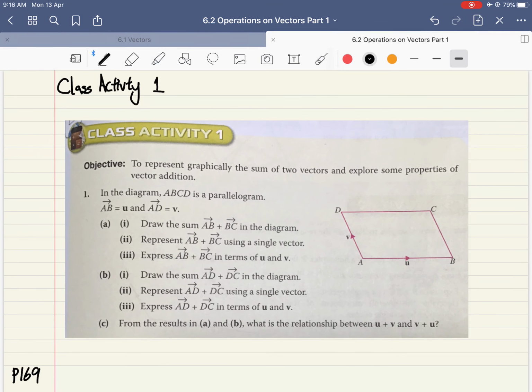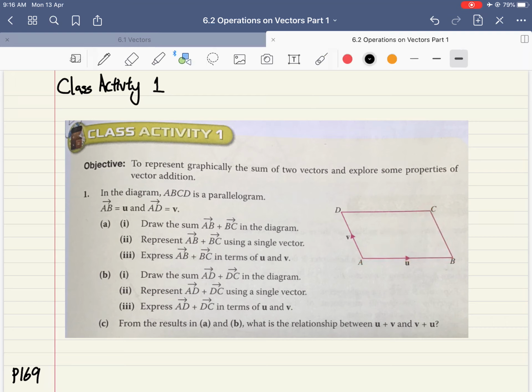Next example we have class activity 1. Let's just do this. We don't have class now, so I'm the class, so I'll do the activity now. Basically what they want here is: draw the sum of AB plus BC. So if I just go from here, AB plus BC, the sum in this case will be AC.